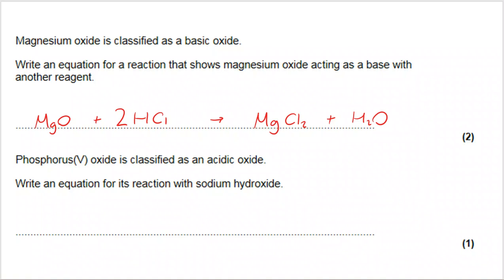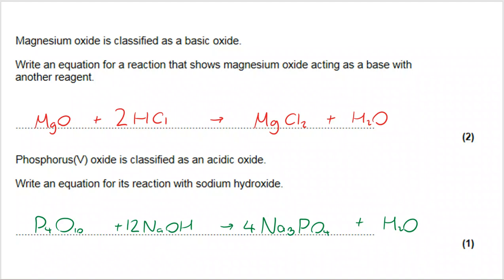Phosphorus oxide acting as an acidic oxide. So let's react that P4O10 with sodium hydroxide. And we are going to make sodium phosphate, a salt, and we're going to make water. Again, we need to balance this. I need 4 of the Na3PO4. That means I need 12 of the NaOH. It means I need 6 H2O. We're dealing with quite big numbers there.